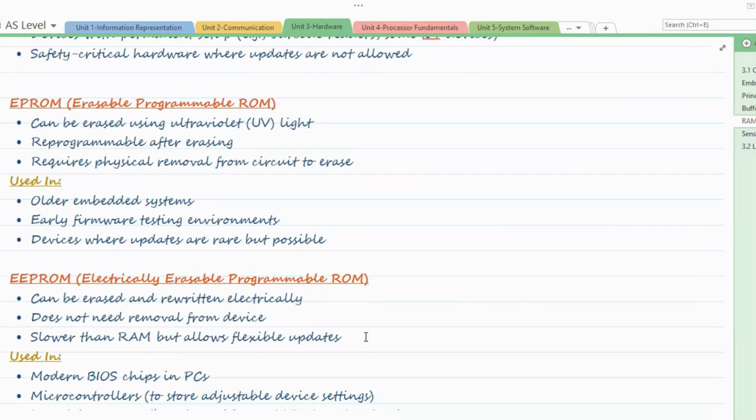EPROM can be erased using ultraviolet light, UV light basically, and it can be reprogrammed after erasing. One limitation is that the chip often needs to be removed from the device before erasing. So you need to physically remove it from the circuit in order to erase that. And EPROM is majorly used in older embedded systems, early firmware testing environments, devices where updates are rare but possible.